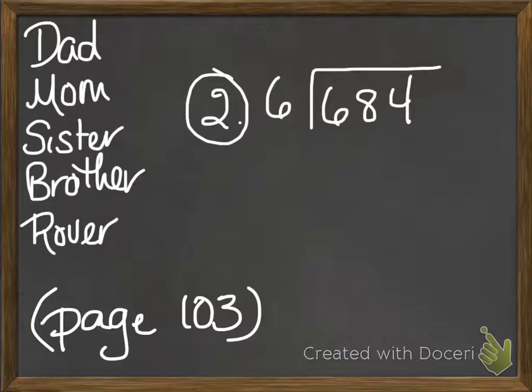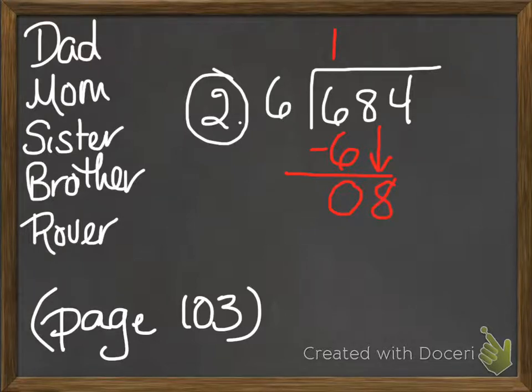Alright. Number 2. 684 divided by 6. So we start with a 6. 6 divided by 6 is 1. Mom multiplies. 1 times 6 is 6. Sister subtracts. 6 minus 6 is 0. Brother brings down. I'm going to bring down the 8.